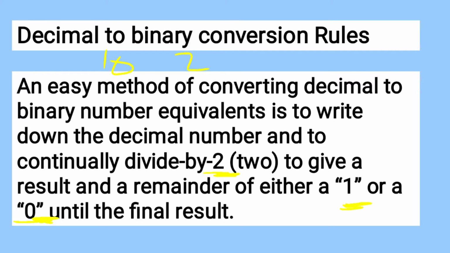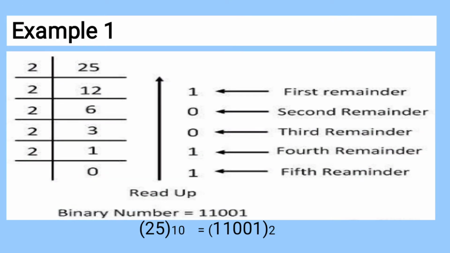So the rule is very simple. Keep dividing the number by the base value. The base of binary is 2, and we know that 1 and 0 cannot be divided further by 2. So the division process will keep going on until the number becomes 0 or 1. That is called repeat division.